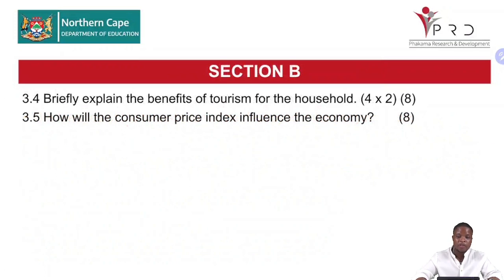Right, so we are having two questions, your 3.4, which is your middle order question, and 3.5, which is your higher order question. 3.4 says, briefly explain the benefit of tourism for the household. That is remembering information. What is the benefit of tourism to the household? And then 3.5, how will the consumer price index influence the economy? How will CPI influence the economy?